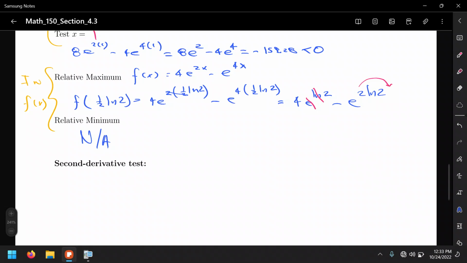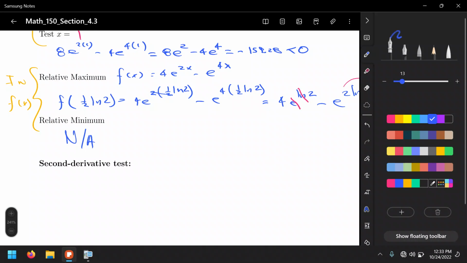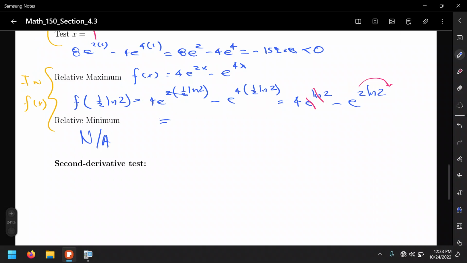So that's 4 times 2 minus e to the ln of 2 squared. Cancel the e with ln. That's 4 times 2, which is 8, minus 2 squared, which is 4, and that's 4. So we have a relative maximum at the point 1/2 ln of 2, comma 4. We will verify this at the very end.